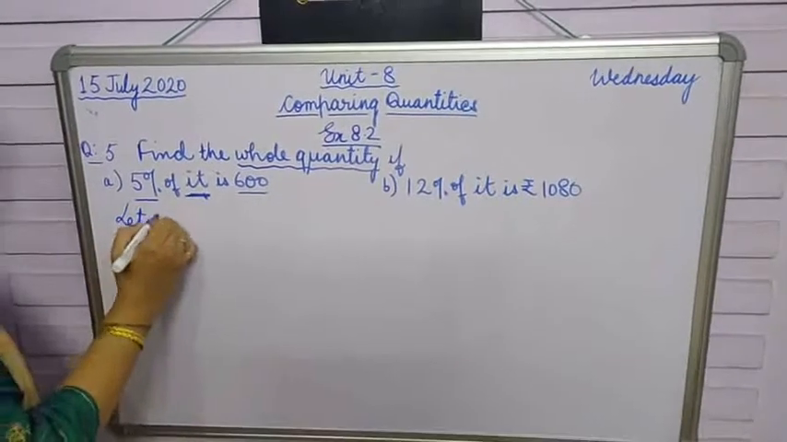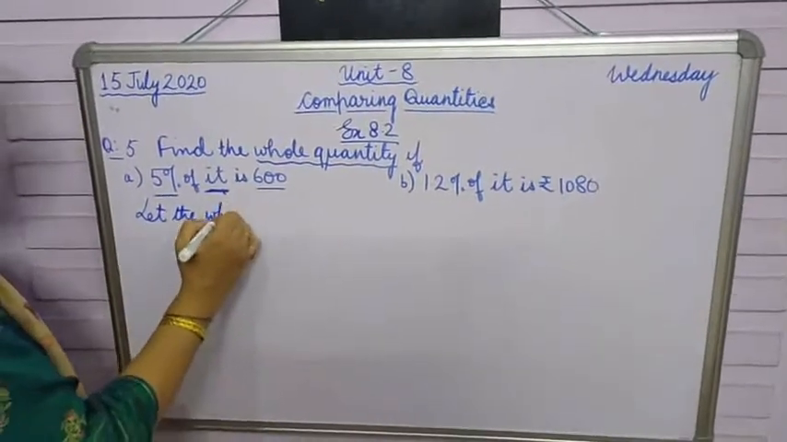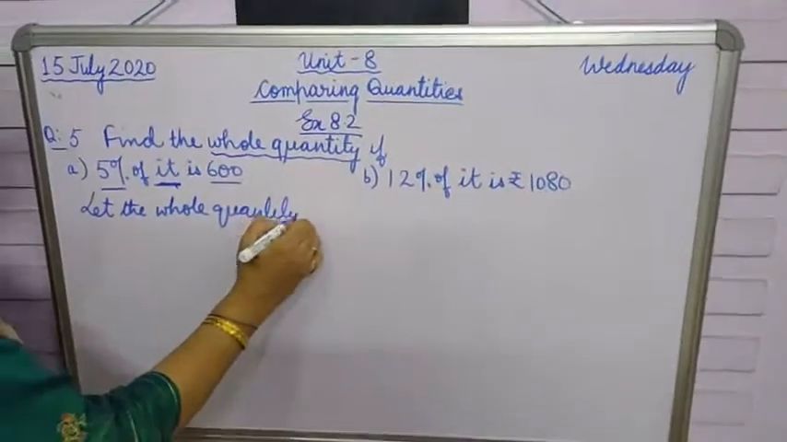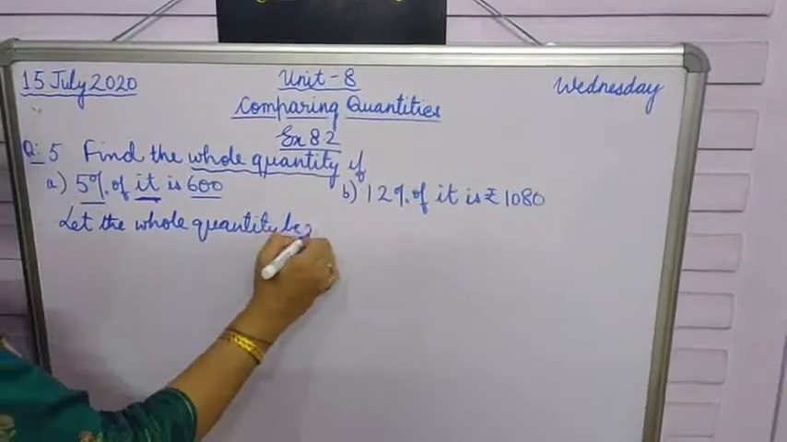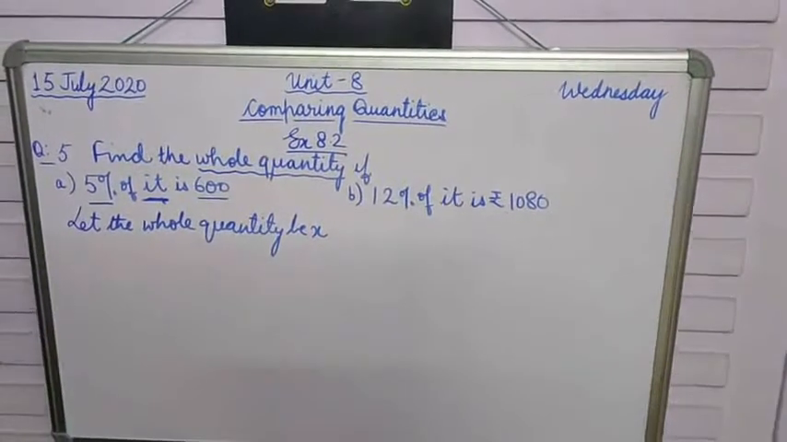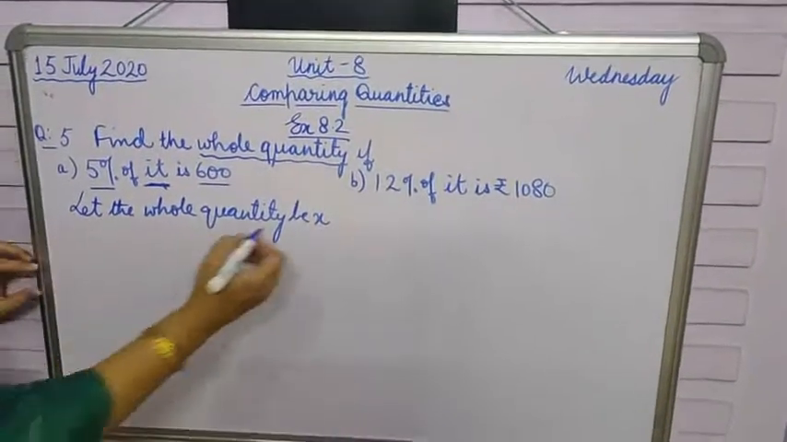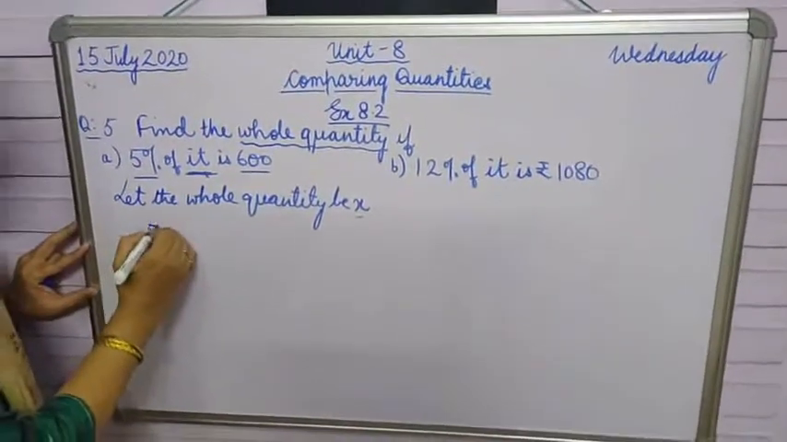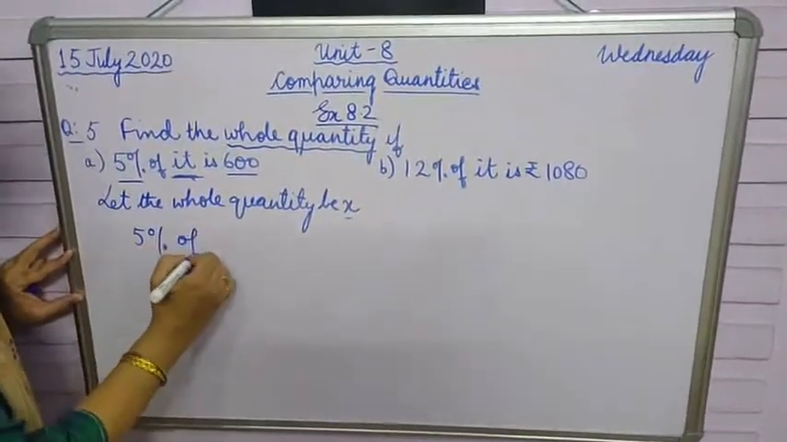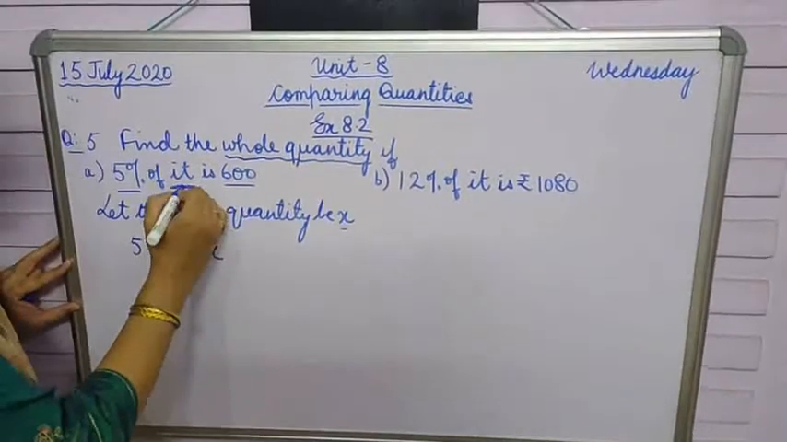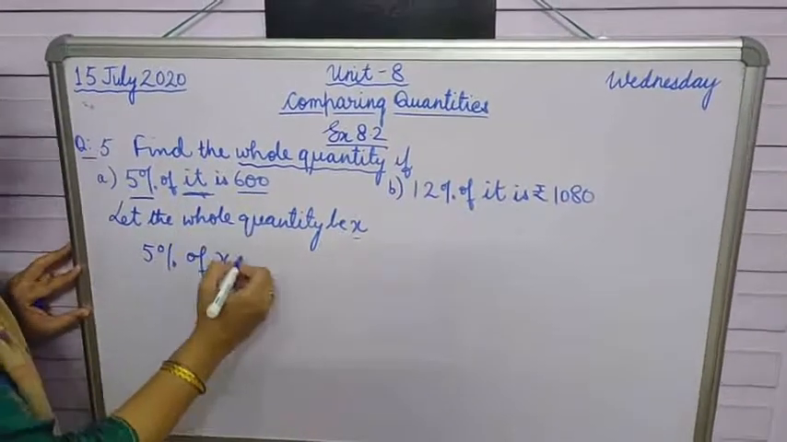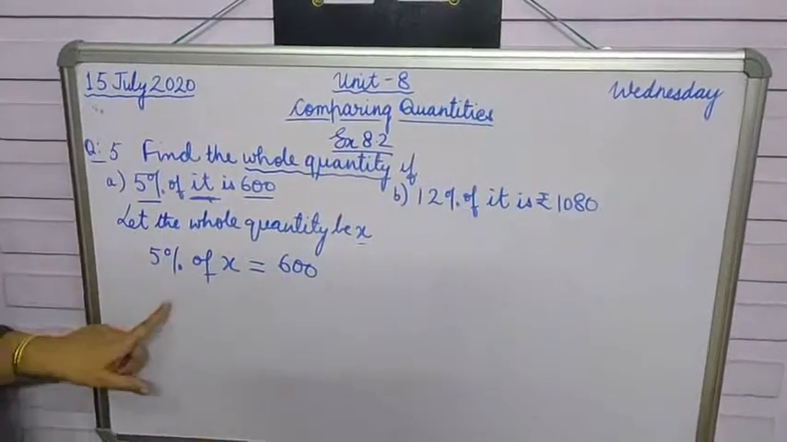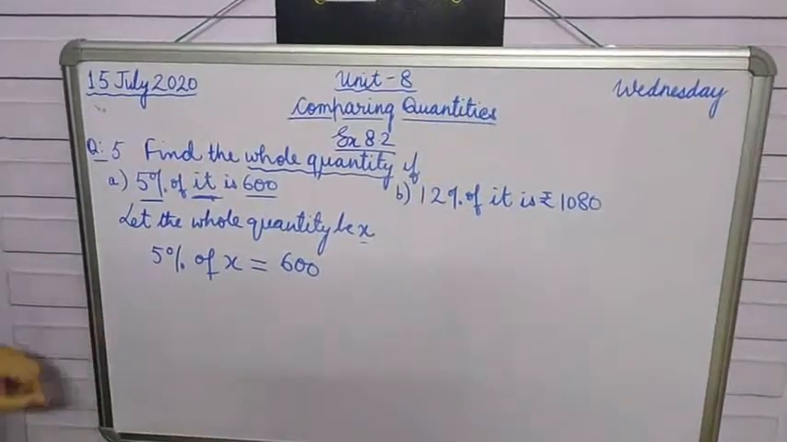So let the whole quantity be x. You can take any variable of your choice. I have taken x. Now let us replace this it by x. That means 5% of it is replaced by x, is equal to 600. Now this is our equation which we have to solve.